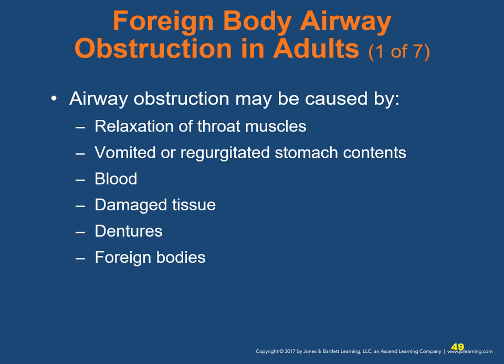Foreign body airway obstruction in adults. An airway obstruction may be caused by various things: relaxation of the throat muscles in an unresponsive patient, vomited or regurgitated stomach contents, blood, damaged tissue after an injury, dentures, foreign bodies such as food or small objects.